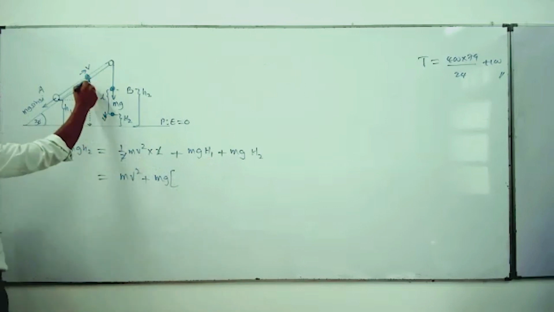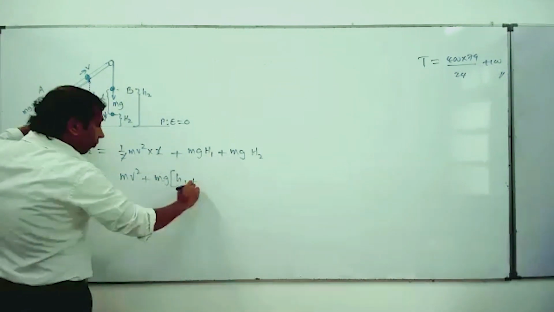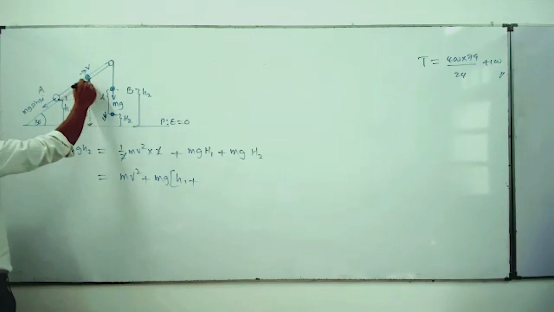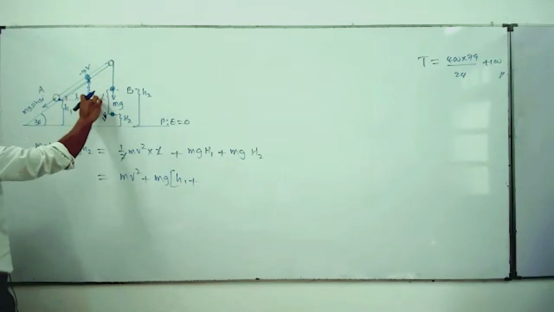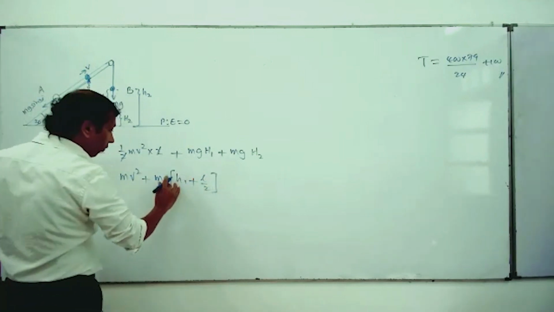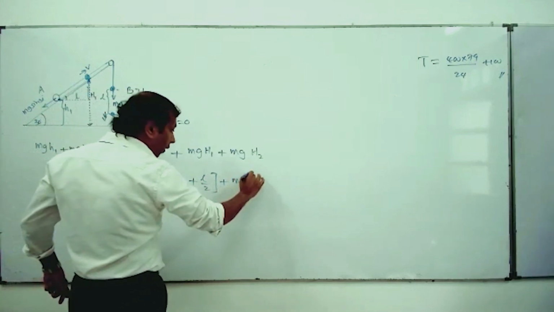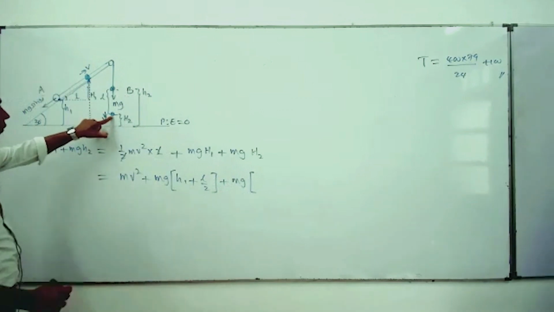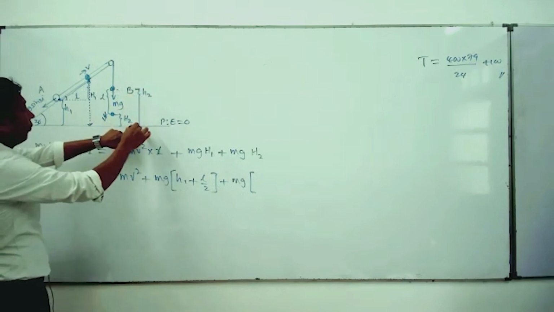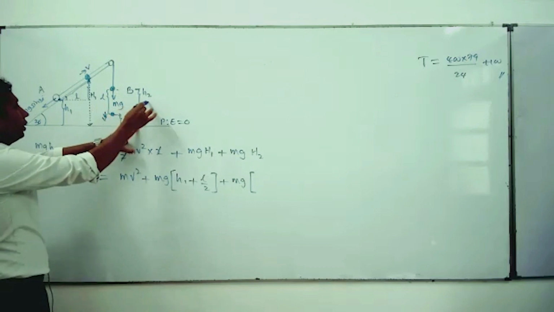H1 means this height from here to here, no? It is simply H1 plus this height. When this angle is 30, this is L, this is L sin 30, no? L by 2. And mg H2. This is H2. All height is H2, descended L. Then this H2 means H2 minus L.